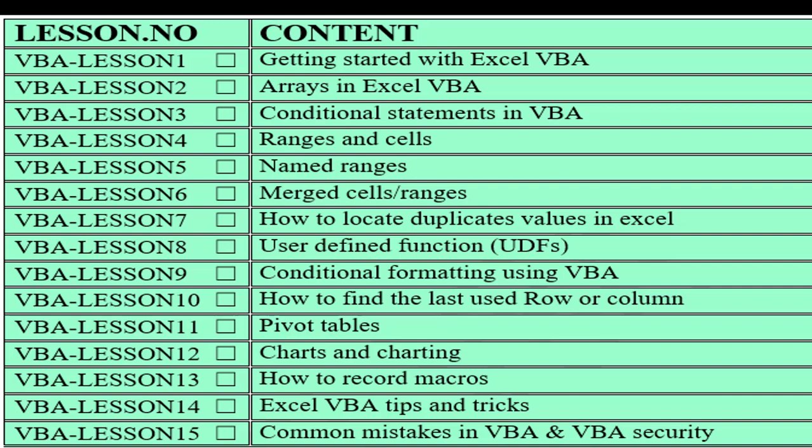Then lesson 11 we shall look at how to find the last used row or column. Then we shall look at pivot tables, we shall look at charts. Then in lesson 14 we shall look at how to record macros. We shall look at how to record macros in Excel. Then we shall also look at Excel VBA tips and tricks. Then lastly we shall look at the common mistakes. In lesson 15 we shall look at common mistakes in VBA and VBA security in general.